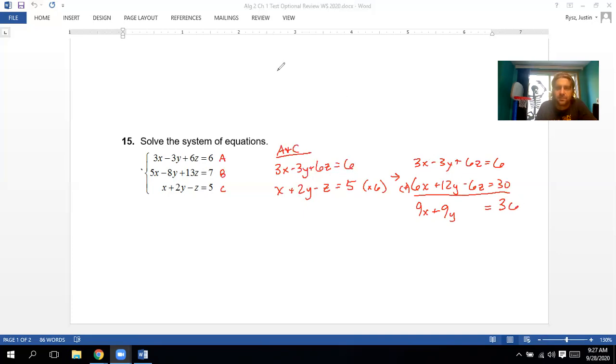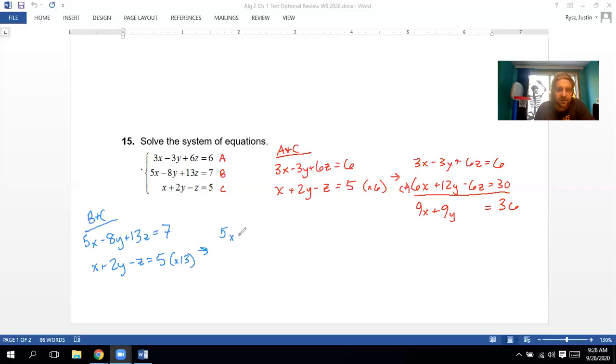Okay, next what we need to do is do another group here, but we can't do A and C. We either need to do A and B or B and C to get rid of z. I think B and C is going to be a little bit easier. We can do A and B, but I wouldn't recommend it. So B and C, we get 5x minus 8y plus 13z equals 7, and x plus 2y minus z equals 5. So to cancel out the z's, I've got to times this bottom by 13. Hopefully we know our 13's times tables.